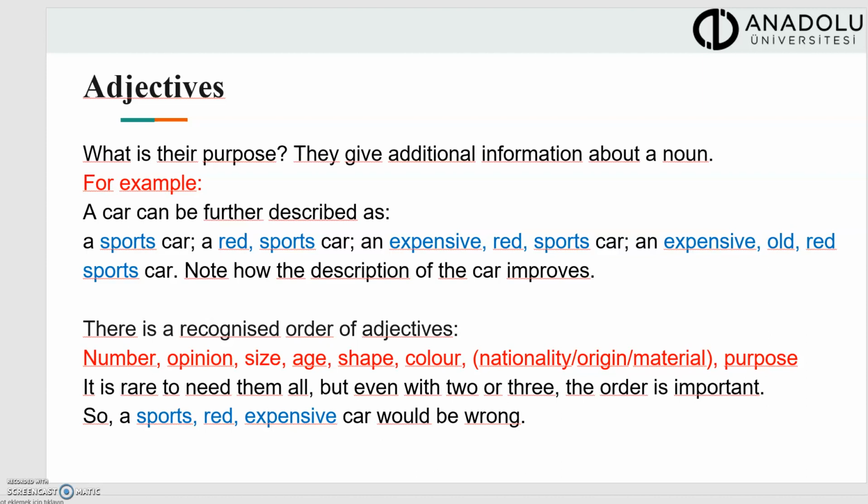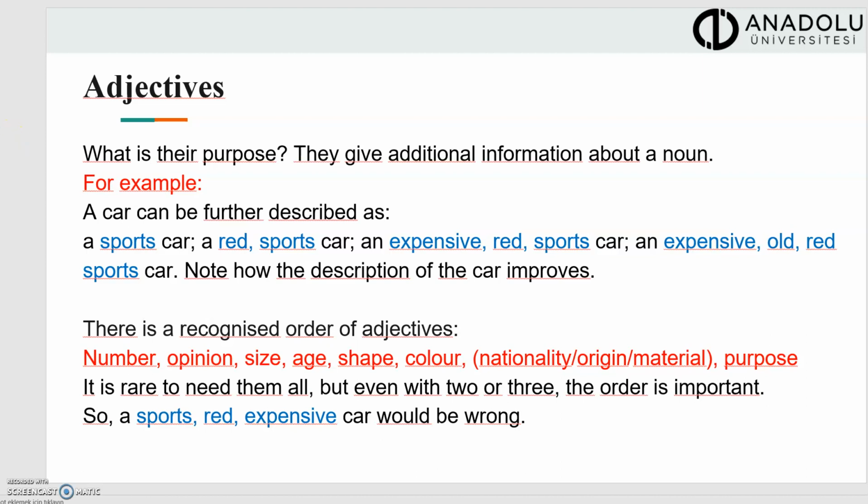What exactly is an adjective? What is the purpose of adjectives? Adjectives give additional information about a noun. For example, a car can be further described as a sports car, a red sports car, an expensive red sports car, an expensive old red sports car. Notice how the description of the car improves with the use of selected adjectives.